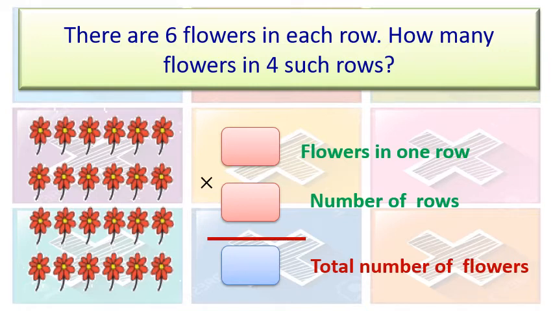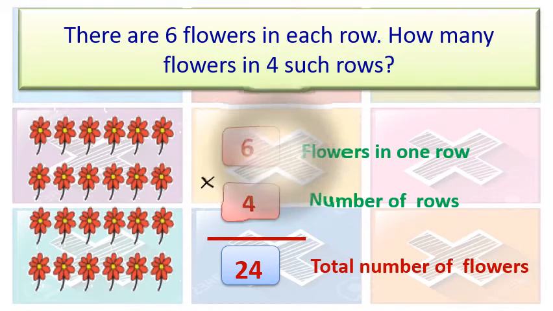Okay, we will write how many flowers in one row? 6. How many rows are there total? 4. So we are going to use 6 times table. 6 fours are 24. Yes, there are 24 flowers all together.